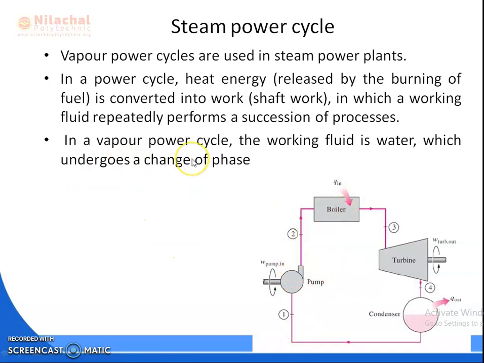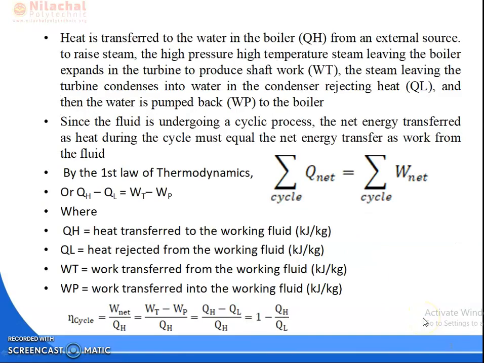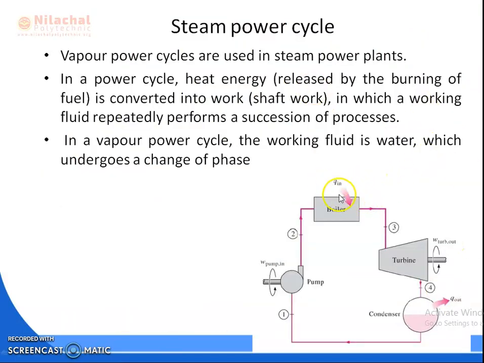This is the cycle of operation of the vapor power cycle. Here the working fluid is water. In the pump and the boiler there is water, and in the turbine and condenser there is steam. Heat will be transferred to the water in the boiler. QH amount of heat, or Q in, is transferred to the boiler from the source temperature TH, and QL, or Q out, some of the heat, is rejected to the sink, and we get the work. So one cycle is completed.